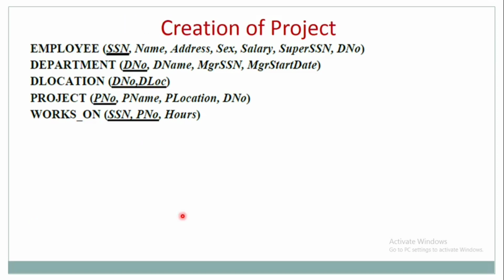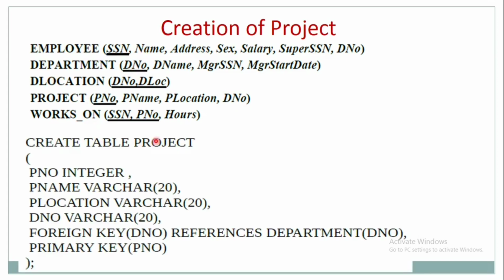The next is creation of project table. As you can see here, project number is a primary key, and in the project table, D number is a foreign key that refers to D number of the department table. Here the D number of the project table is a child key, and D number of the department table is a parent key. So create table project: project number integer, project name variable character, project location, and department number variable character.